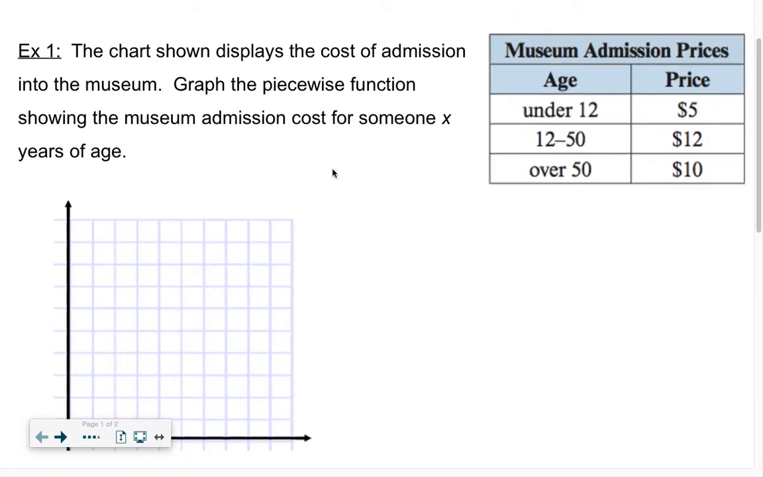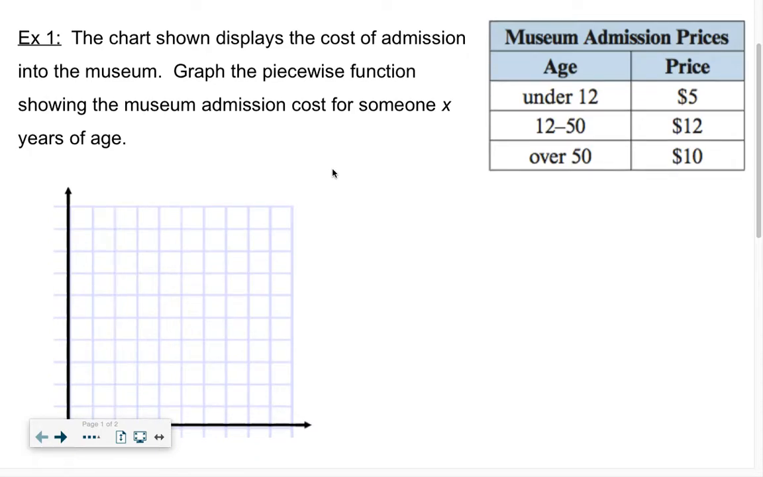Example number 1, they want us to take this chart. It's the admission to get into a museum. The age under 12, 12 to 50, and then over 50, there are the prices and the discounts for those. And we want to graph this piecewise function showing the museum costs for someone x years of age.